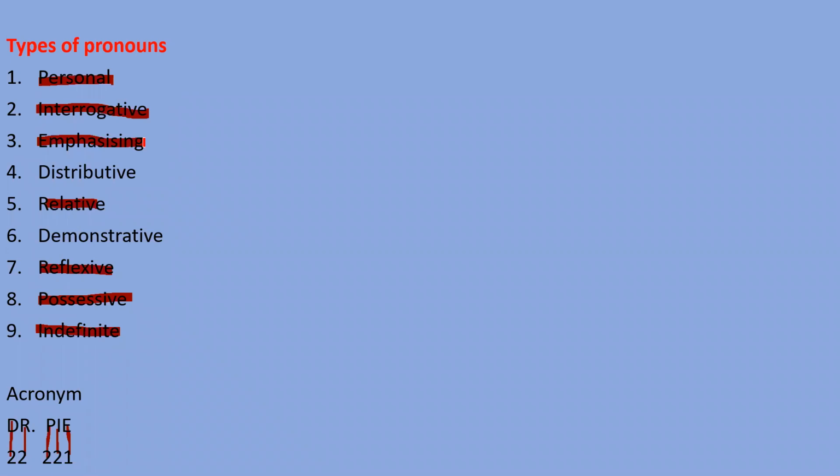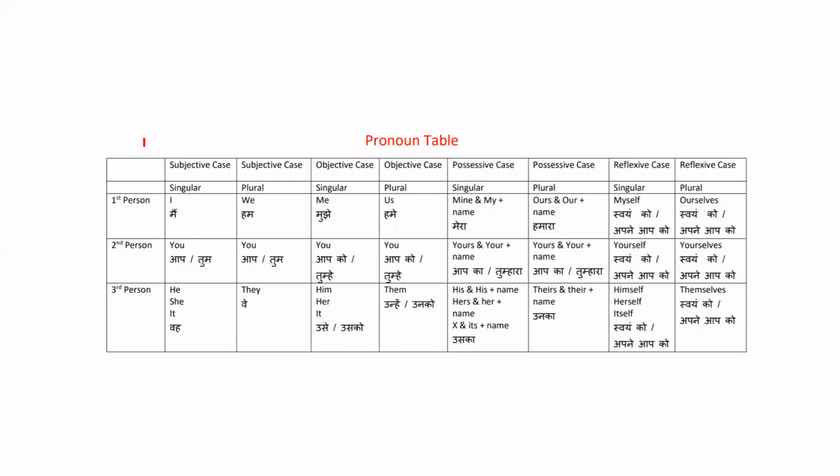and I will ask the question regarding this also. Please memorize this, understand this point. Dr. Pie means D for demonstrative and distributive, R for reflexive and relative, P for possessive and personal, I for indefinite and interrogative, E for emphasizing. Okay, so 9 types of pronouns are there, right?